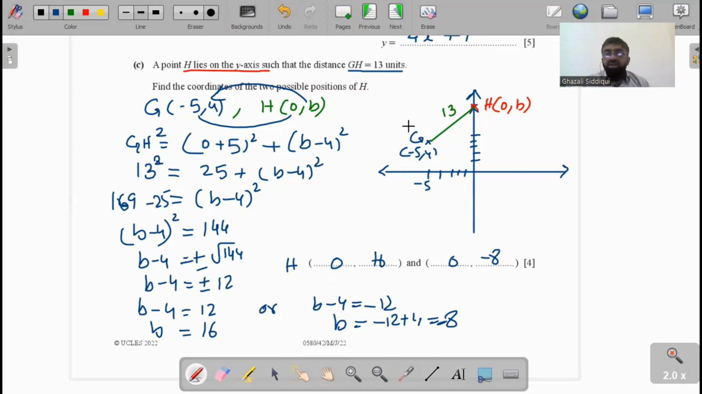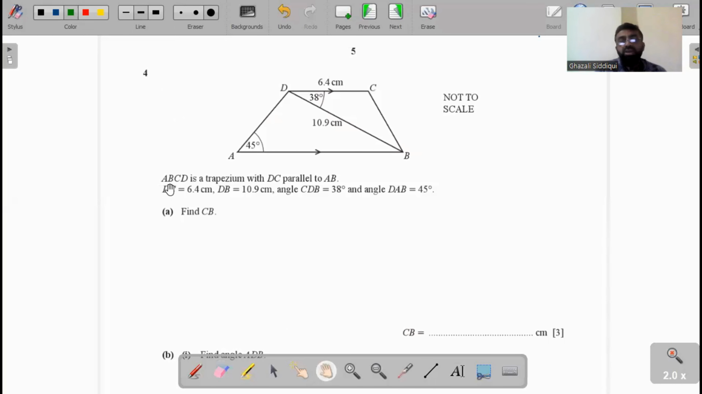And the next question, Question 4. ABCD is a trapezium with BC parallel to AB, DC equal to 6.4 centimeters, DB equal to 10.9 centimeters, angle CDB is equal to 38 degrees, and the angle DAB is equal to 45 degrees. Find CB length. Now we have to find this length CB.